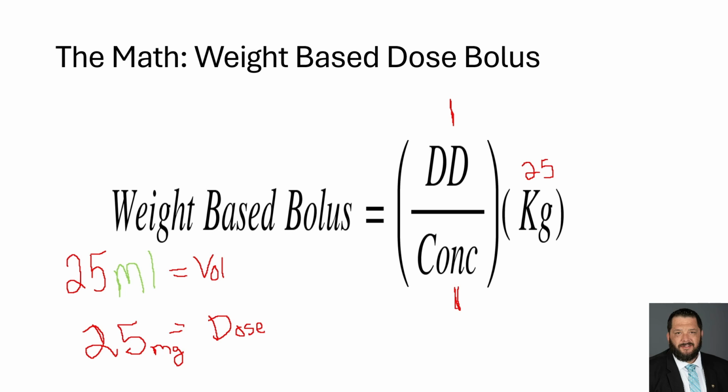I would encourage you to stop here and practice some of these weight-based bolus calculations before you move on to the next one. Most of our patients will express their weight in pounds, so you're going to have to be comfortable with converting pounds to kilograms as part of these calculations.